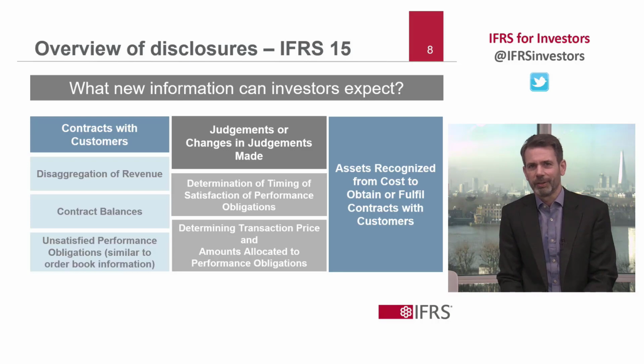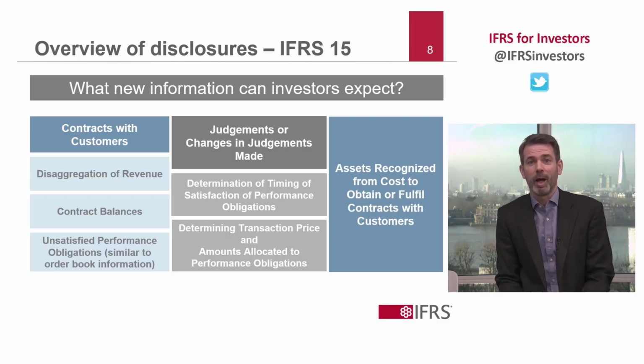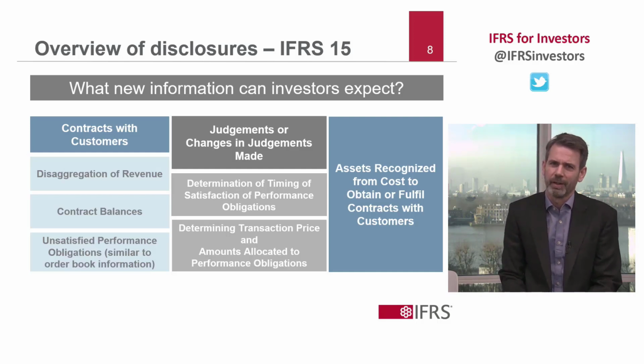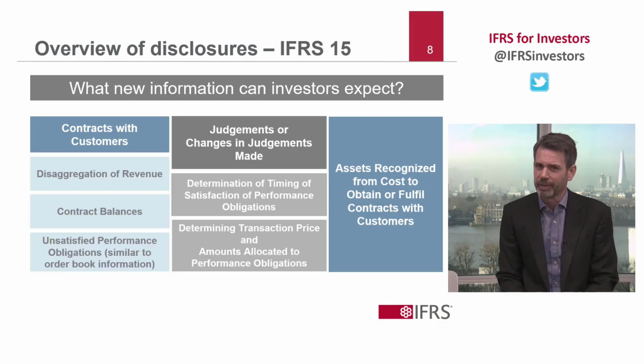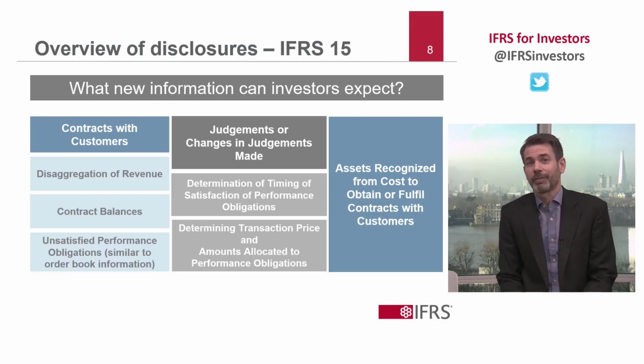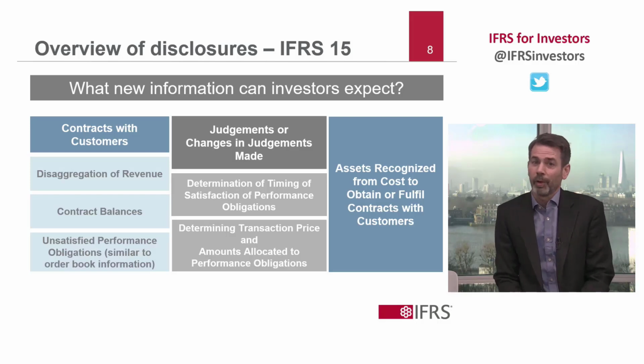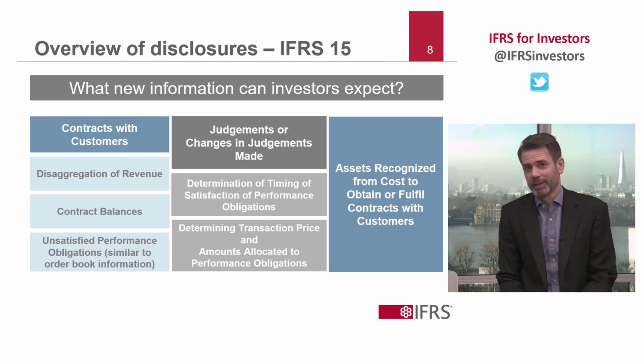IFRS 15 introduces objective-based disclosure requirements for companies to provide investors with information that will help them understand the nature, amount, timing, and uncertainty of revenues and cash from contracts with customers. These requirements are reflected in several disclosures about contracts, which include information about the breakdown of revenues, contract balances, performance obligations, and the use of judgments and estimates, and disclosures related to assets recognized from contract costs. We will examine a number of illustrative disclosures and see how these can be useful in financial analysis.